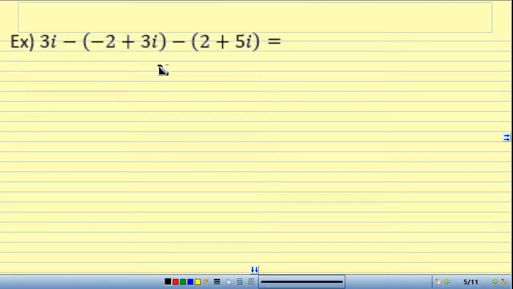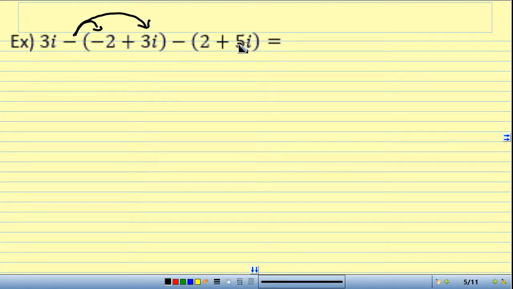3i minus a negative 2 plus 3i minus quantity 2 plus 5i. All right, so what do we do? Well, it's just like any other type of number, or shall I say any other type of concept. Let's go back.